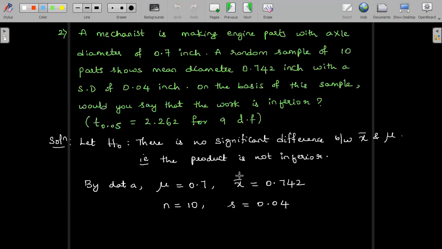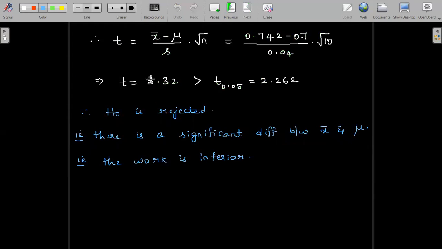So the work we had assumed is not inferior, and that is the meaning of saying no significant difference between x bar and mu. With that we assumed the hypothesis and we started evaluation, and the calculation gave us 3.32. So calculated value was greater than the table value at 5% level of significance. Hence the hypothesis is rejected, which is one and the same as saying there is a significant difference between the two means x bar and mu, and hence the work is inferior.